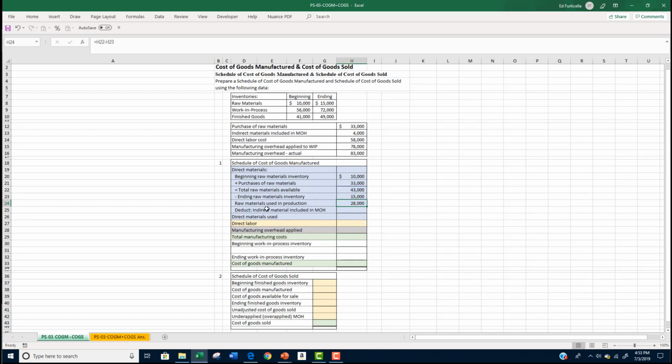Now this is raw materials, so remember raw materials includes both direct and indirect costs. So to the extent that indirect materials are included in this 28,000, and they are 4,000, we have to subtract the 4,000 from the 28 and we get direct materials used of 24,000. There you have it. We've got the direct materials.